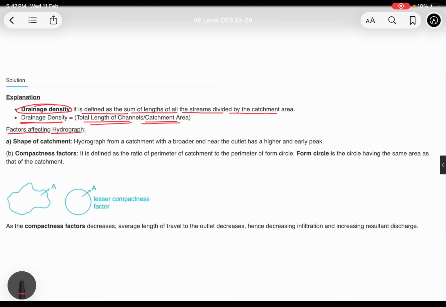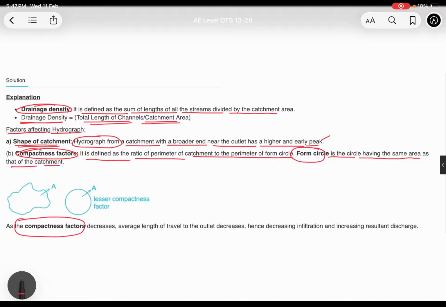Factors affecting the hydrograph: the shape of the catchment. A hydrograph from a catchment with a broader end near the outlet has a higher and earlier peak. Compactness factor is defined as the ratio of the perimeter of the catchment to the perimeter of the form circle. Form circle is the circle having the same area as that of the catchment. As the compactness factor decreases, average length of travel to the outlet decreases, hence decreasing infiltration and increasing resultant discharge.